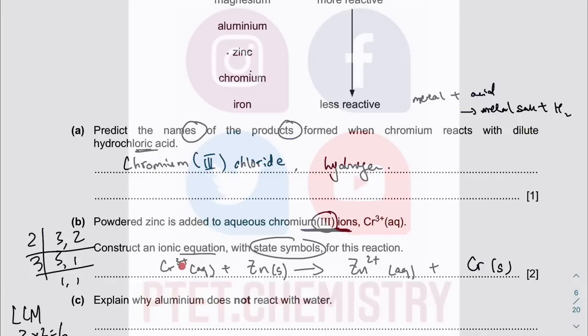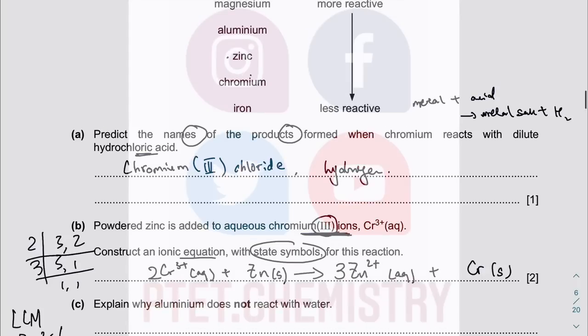To go from 3 to 6 plus here, to go from 2 to 6 plus here, I need 3 times 2 plus, I need 2 times 3 plus. So the charges are balanced now. Now I have 2 chromium, I need 2 there. I have 3 zinc, I need 3 there. So I need 3 zinc there, and I need 2 chromium there. So that's it really.